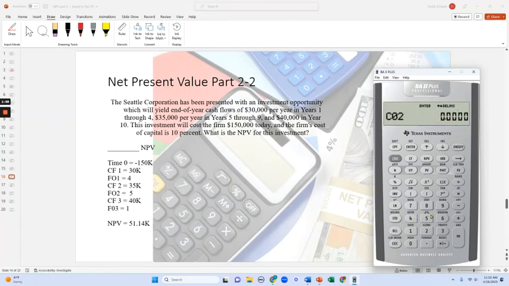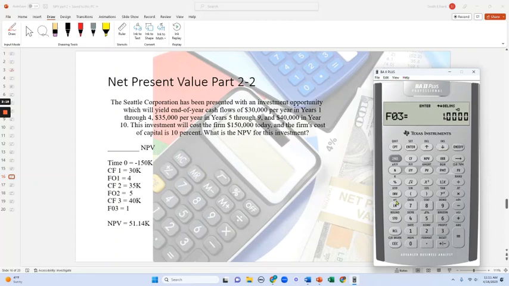The second cash flow is 35,000, and that actually occurred 5 times, so frequency of 5. And then finally, you have your final year cash flow of $40,000. So we enter that as well, and that occurs once.